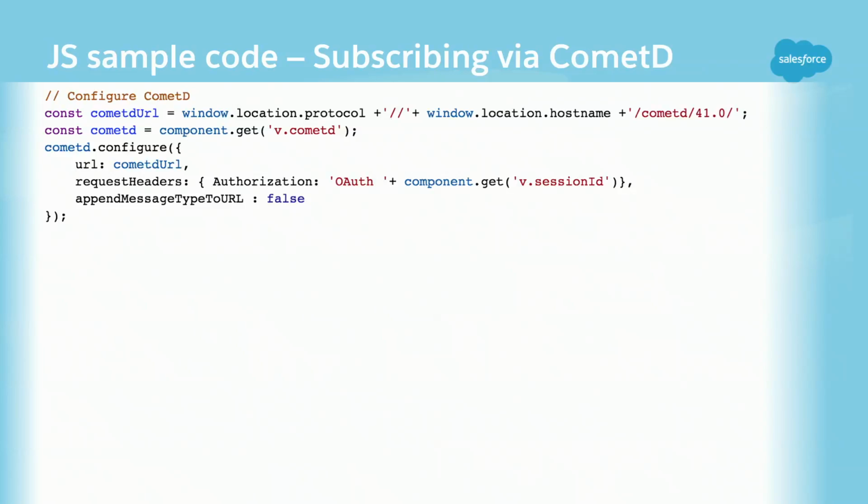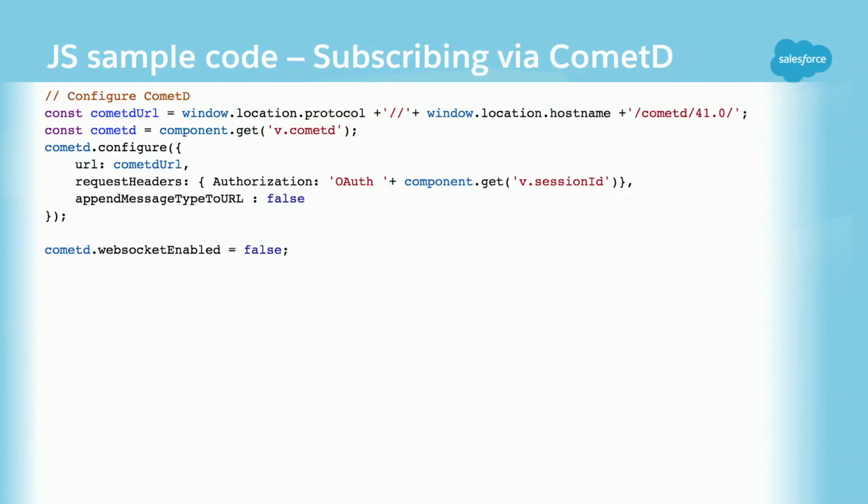So remember that platform events are actually secured by OAuth authentication. You have to use a Salesforce user to authenticate against the Salesforce platform before being able to receive platform events. So this is how we do it. We retrieve the session ID from Salesforce. We pass it in the authentication header for a request.